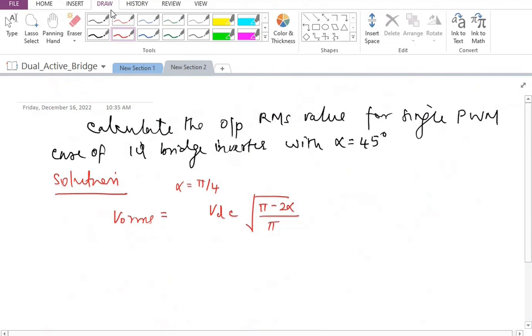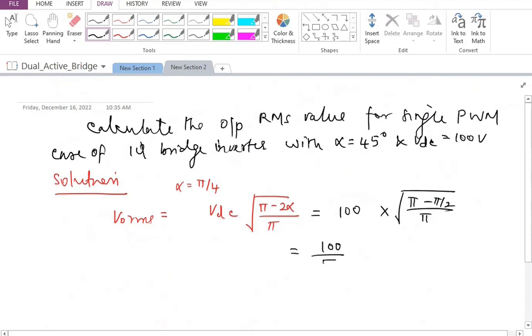So if VDC is 100 volts, I should write this as 100 multiplied by, 2 alpha is pi by 2, so this is going to be the square root of pi minus pi by 2 divided by pi. So this is going to be 100 divided by root 2, that is 70.7 volts.